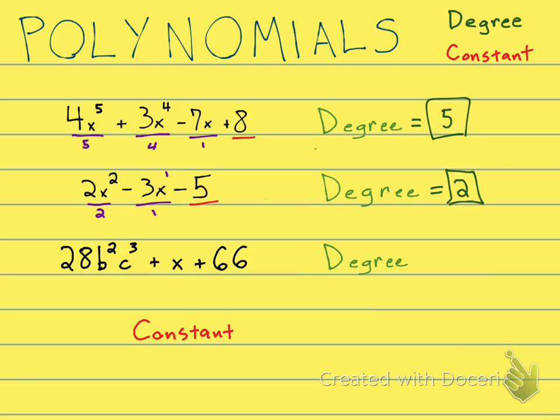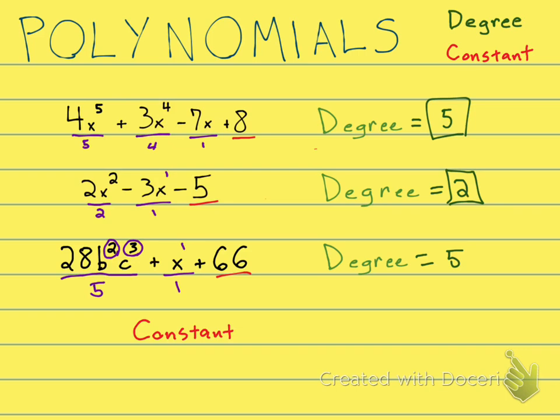Now, this third polynomial has more than one input. So maybe they want me to plug in a number for b, maybe plug in a number for c, and maybe also plug in a number for x. When it's something like this, the first term has 2 b's and 3 c's, so the degree here is 5. In the second term, I only have one x, so the degree is 1. And then the last term is the constant. So the degree of this third polynomial is 5.